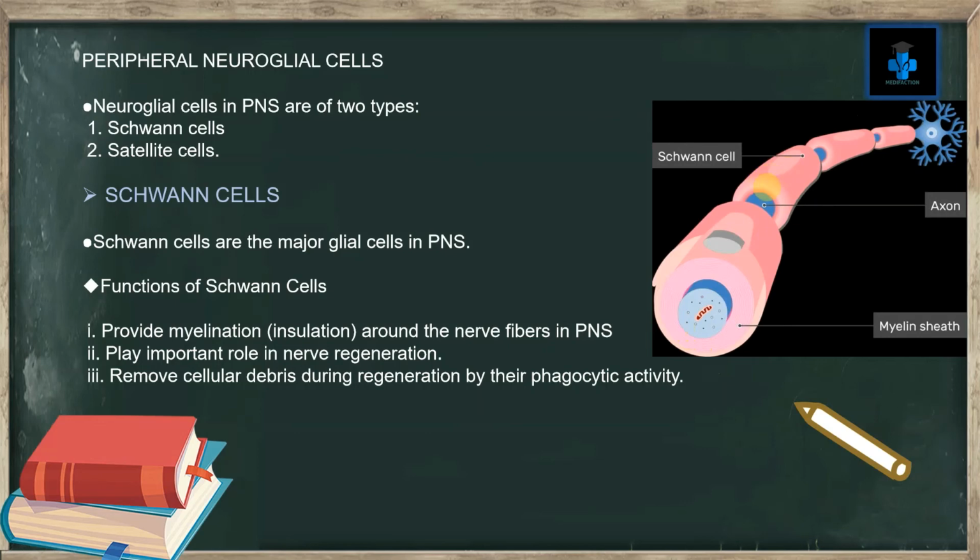Functions of Schwann cells. They provide myelination or insulation around the nerve fibers in peripheral nervous system. This here is the myelin sheath. They also play an important role in nerve regeneration. They also remove cellular debris during regeneration by their phagocytic activity.